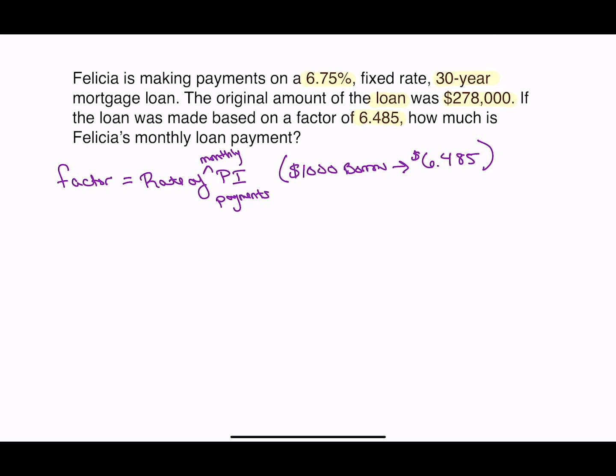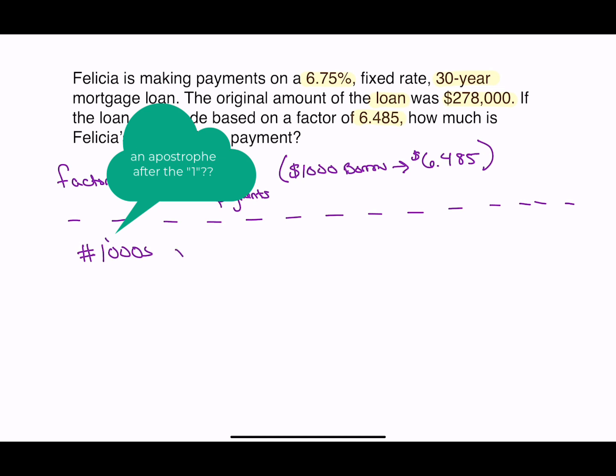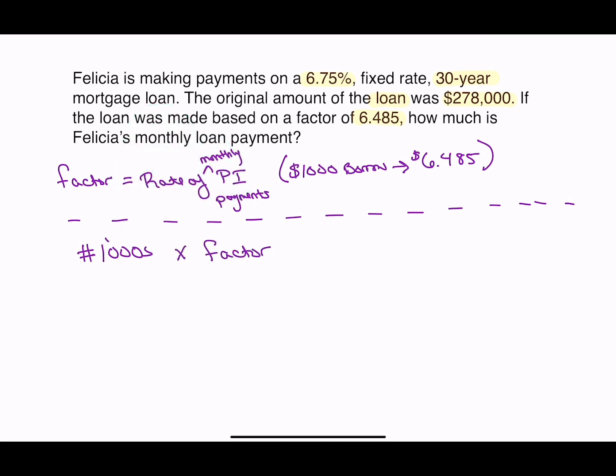So what we're really doing is we're going backwards on this. If we understand what a factor is, I know that we have got a formula. So our formula for this is if we take the number of 1,000s that are borrowed and we multiply it by our factor, we'll get a monthly P&I payment amount. That is the formula we need to know. And if we understand what a factor is, this isn't so bad.